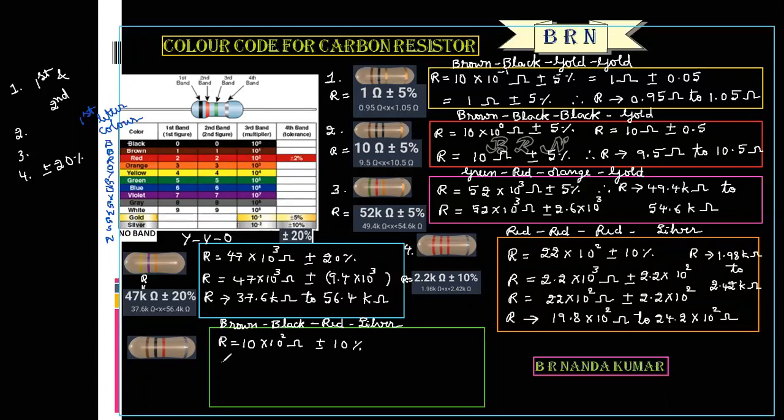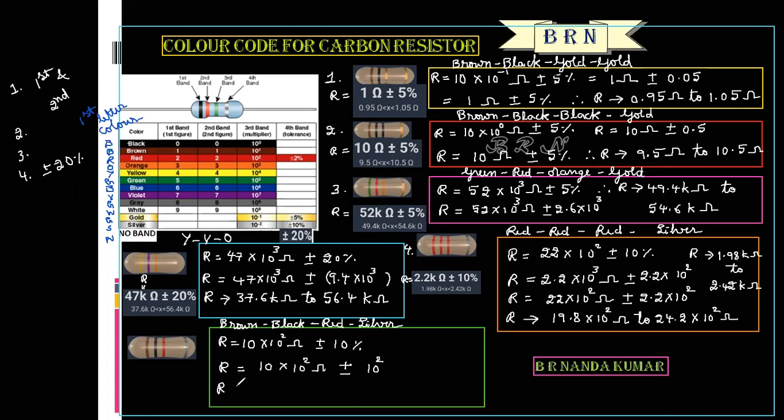Okay. So R is equal to 10 into 10 power 2 ohm plus or minus 10%. So 10 into 10 power 2 is 1000. So 1% of 1000 is 10. So 10% of 1000 is 100, means 10 power 2.